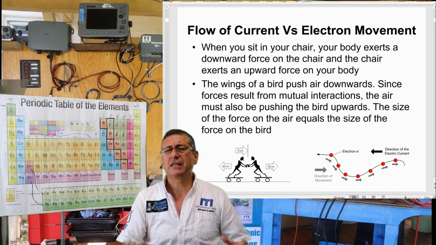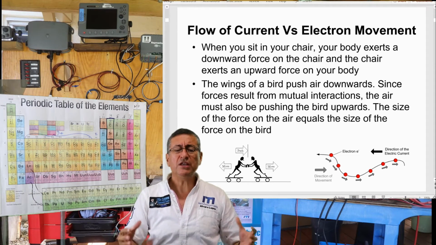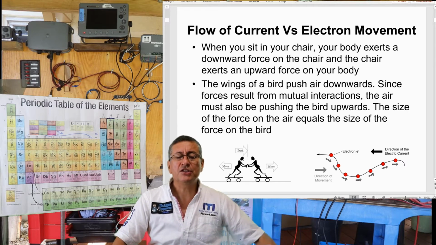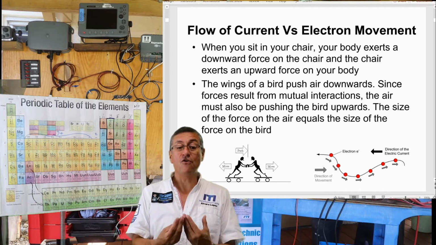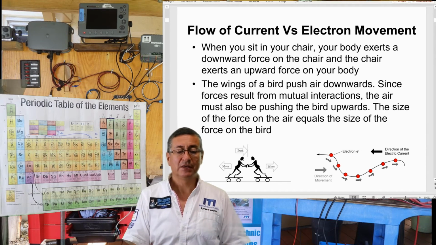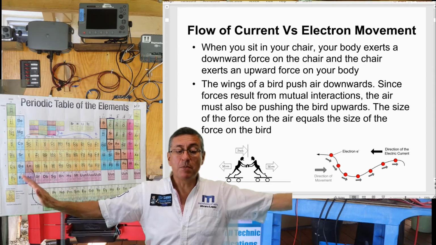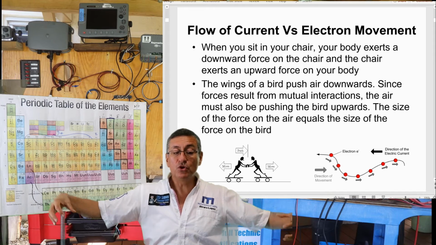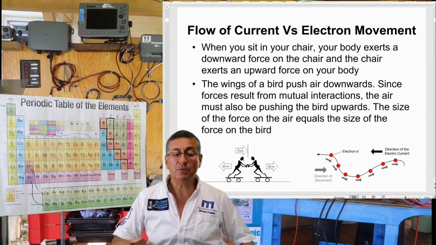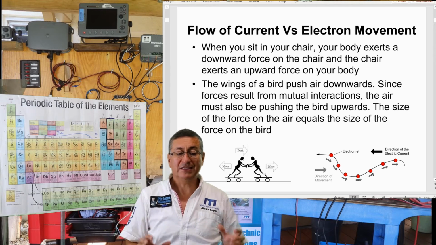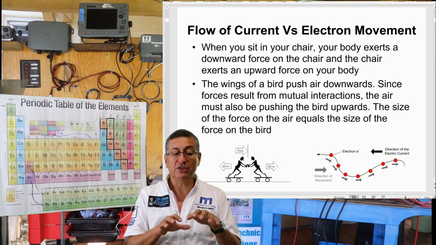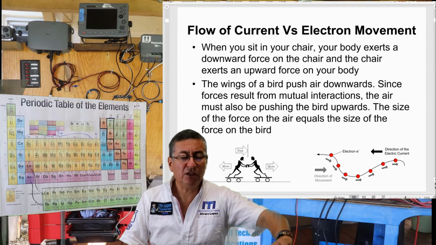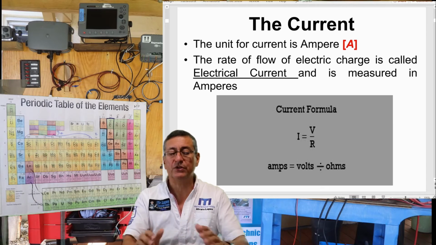In order to understand that better, I give this example. When you sit in your chair, your body exerts a downward force on the chair, and the chair exerts an upward force on your body. Simple. Another example is the wings of a bird pushing air downwards. Since a force results from mutual interaction, the air must also be pushing the bird up. The size of the force on the air is equal to the size of the force on the bird. Correct. This is another good example. Alright, finito. No more examples. We are going to continue with electricity.